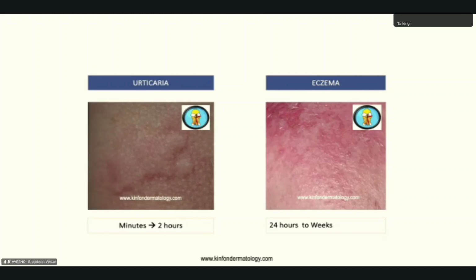of the same lesions. If they resolve without leaving any stain, it is urticaria. If they're still there, or after some days they resolve with pigmentary changes, then that is a true inflammation of eczema.